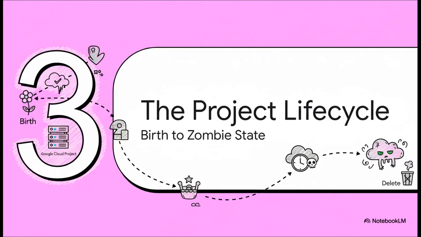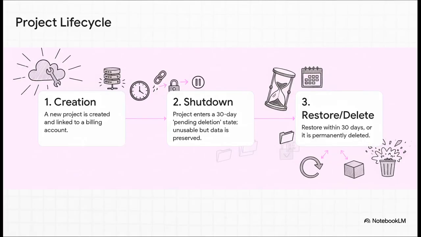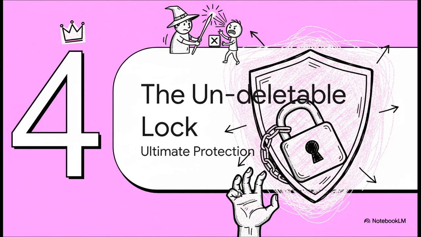Now, projects also have a life cycle, and it's not just as simple as create and delete. There's this really fascinating middle ground that I like to call the 30-day zombie state. So here's how it plays out. When you decide you're done with a project, you first shut it down. It doesn't just vanish. Instead, it enters this 30-day grace period. During this time, it's totally unusable, but all your data is fully preserved. You have a whole month to say, whoops, I made a mistake, and restore it completely. But after those 30 days are up, it's gone for good. That 30-day window is a pretty great safety net, right?